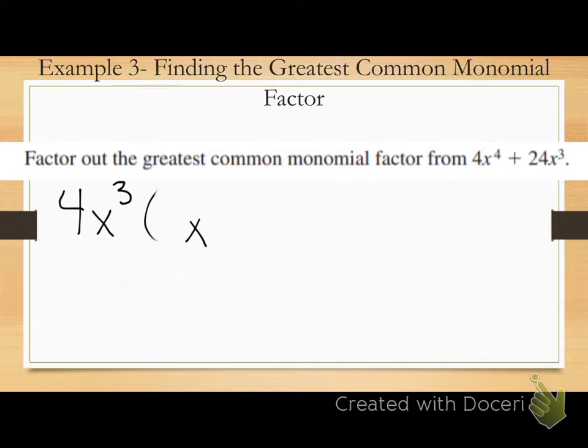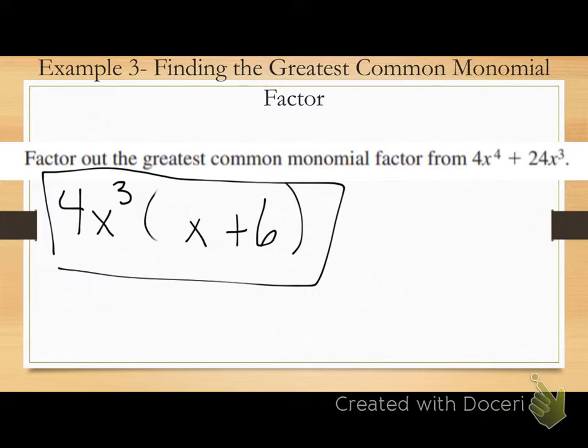Now I got to get the second term. So 4 times what would give me 24? 6. How many x's are in the second term? 3. How many x's am I distributing to it? 3. So how many more do I need to get it to 3? None. Here's my answer. That is the factored form of the polynomial that I was given.